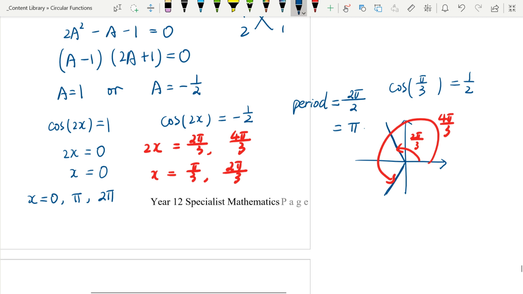Obviously, I can't minus pi from those two values. It will go out of 0. So I'll add pi on it. So if you add pi on that, that's 4 pi over 3. And this one, adding pi, is 5 pi over 3.